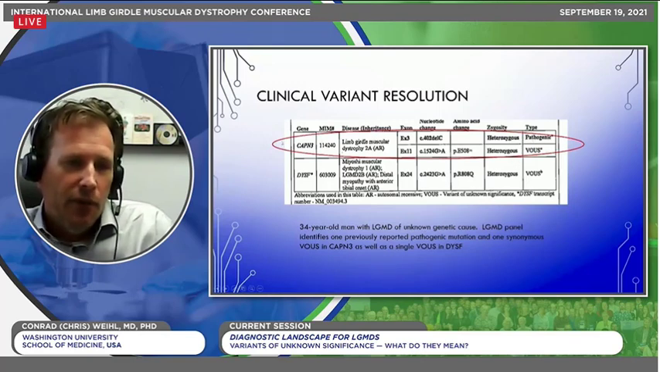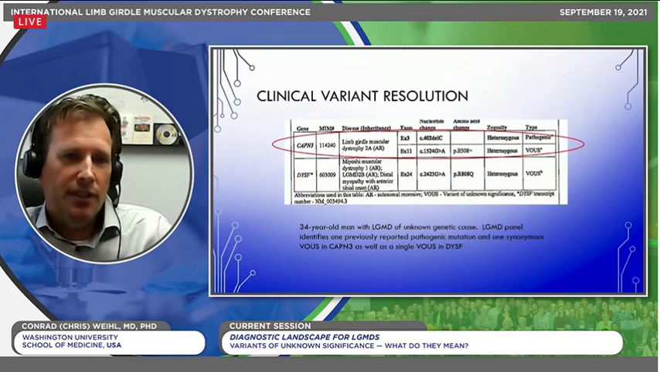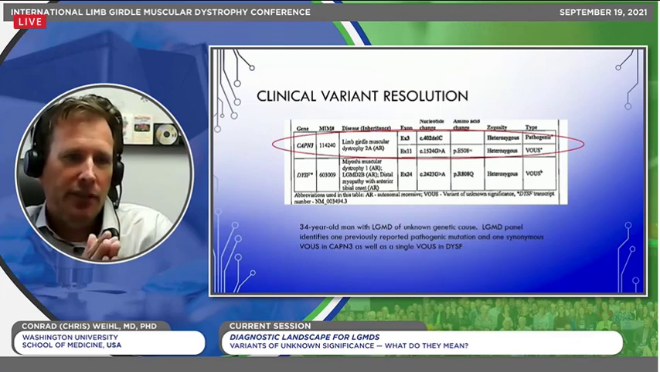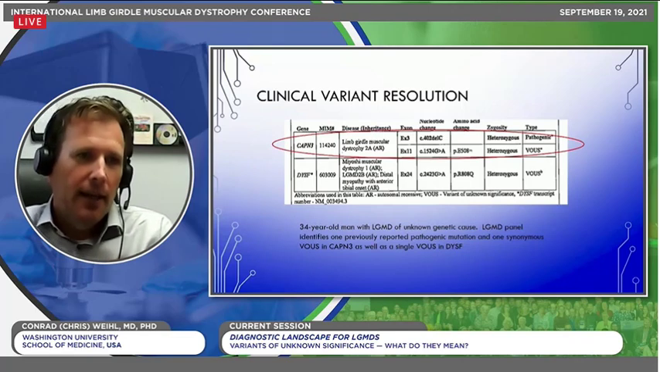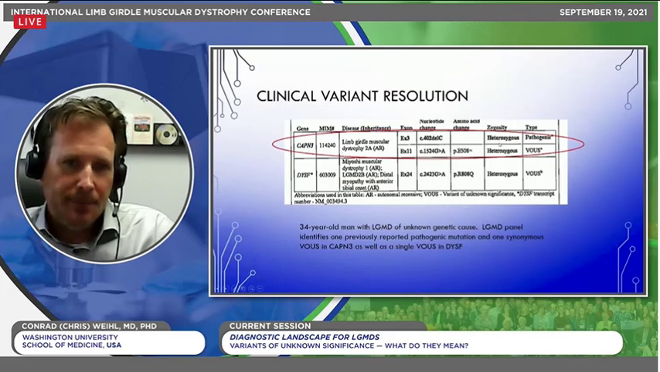And so for some diseases, you need to have two mutations or two variants. For some other diseases, you just need one variant. And we'll talk about that a little bit in a minute. But in this case, for calpain 3, limb-girdle muscular dystrophy 2A or R1, you need to have a variant in two different genes. And so he had a pathogenic variant in one gene, and he had a variant in another gene.